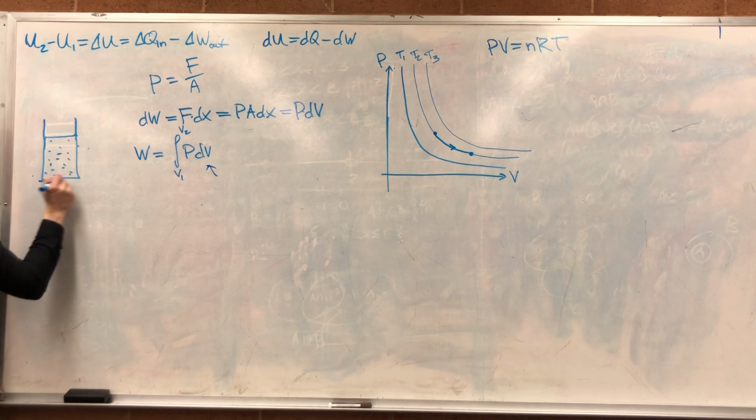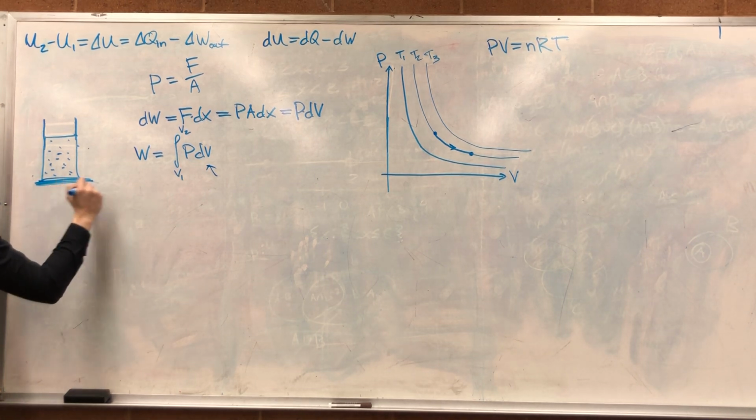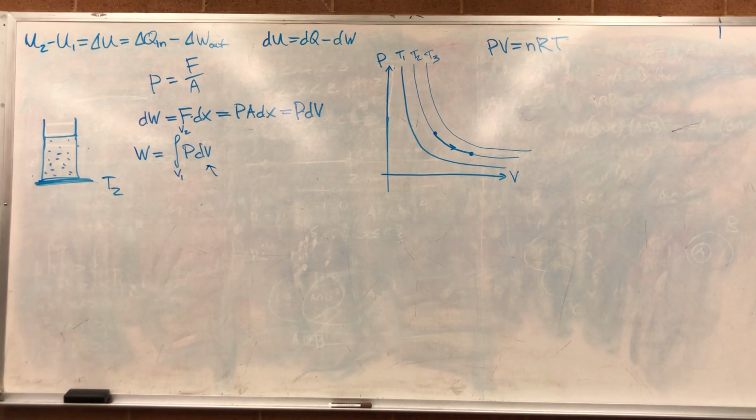Now, what do I do? I put it on a hot plate right here. This hot plate is temperature T2. And let's say the gas was already at temperature T2. So why would you need to put a hot plate under it? Just stick with me. So that's at T2, and the temperature of the gas is at T2.